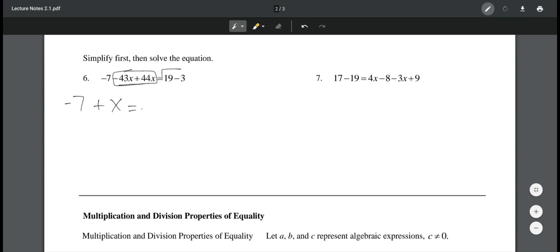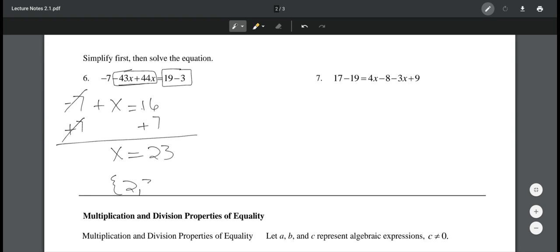On the right side, I can go ahead and say 19 minus 3 because they are also like terms, and that gives me 16. Now, at this point, I can add 7 to both sides because I want to get x by itself. So a negative 7 and a positive 7 cancel, and 16 plus 7 is 23. If you check your answer, you will find that 23 is the correct solution.